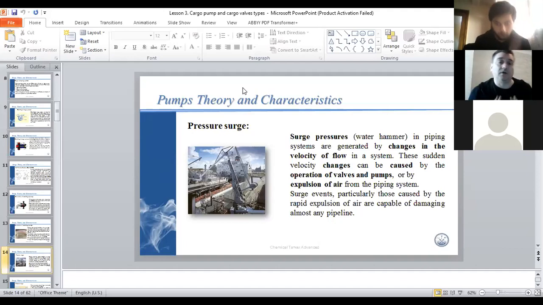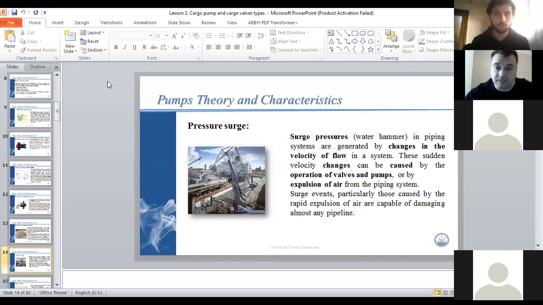Okay, now you are a cadet, you are staying on deck, and you hear some big noise, the water hammering, the liquid hammering. You have to immediately report to the cargo control room that they are doing something wrong. If you do not inform them immediately, you may have an explosion on deck. And that could be very, very bad and lead to bad consequences. So the cargo pump has this problem with water hammering, liquid hammering.